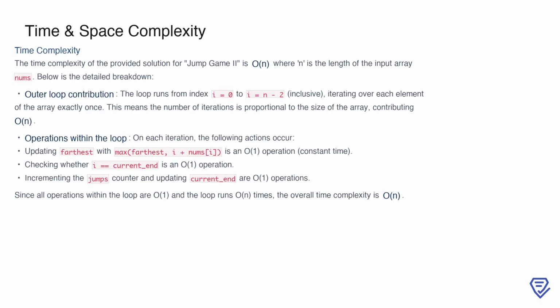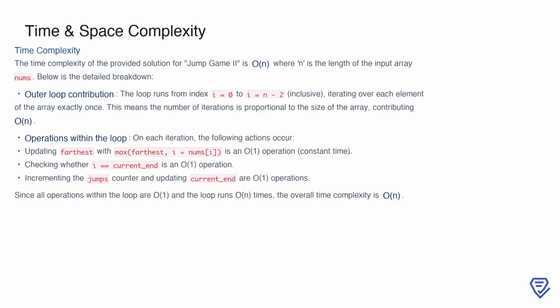Now, let's analyze the time complexity of our solution for Jump Game 2. The algorithm operates in O(n) time, where n is the length of the input array nums. To break this down, the outer loop iterates from index 0 to n-2. This means we examine each element in the array exactly once, which directly contributes to the O(n) complexity.